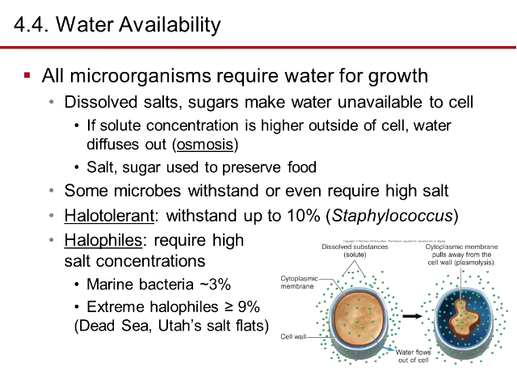Now we look at water availability. All microorganisms require water for growth. Dissolved salts and sugars make water unavailable to the cell. If the solute concentration is higher outside the cell, the water diffuses out, called osmosis. Salt and sugar are used to preserve food. Now, what you're going to see here is a definition of how that all works.